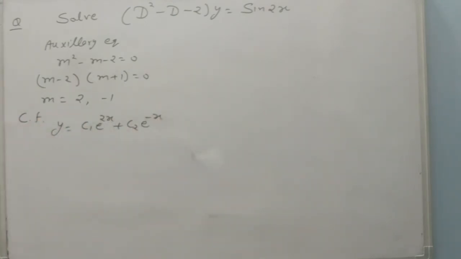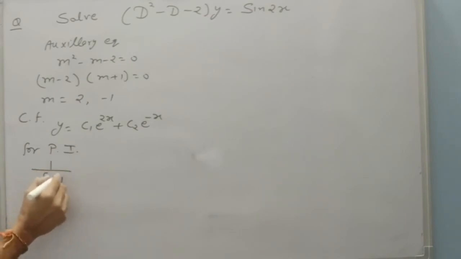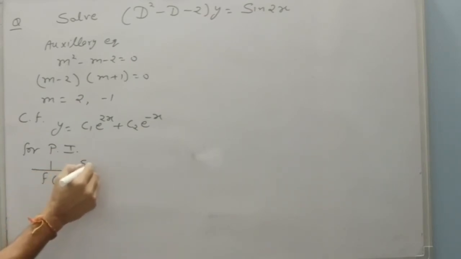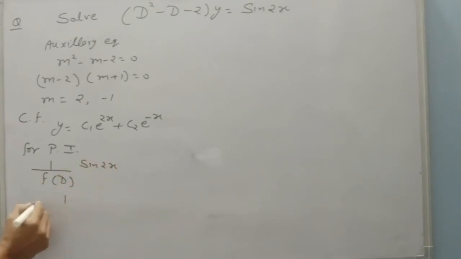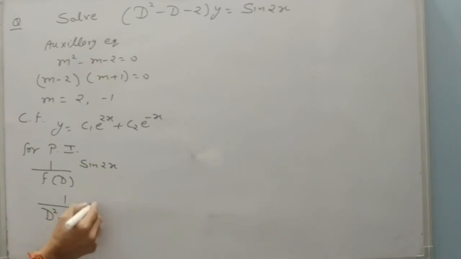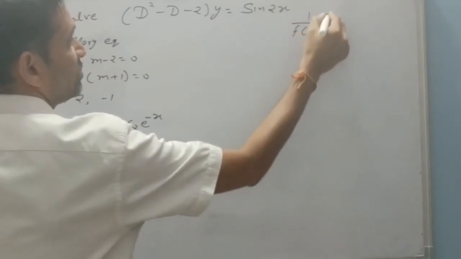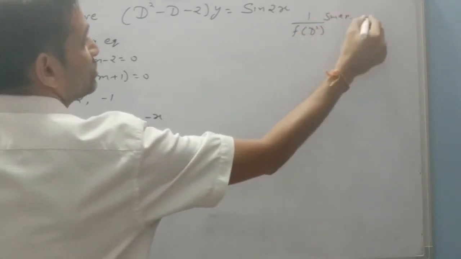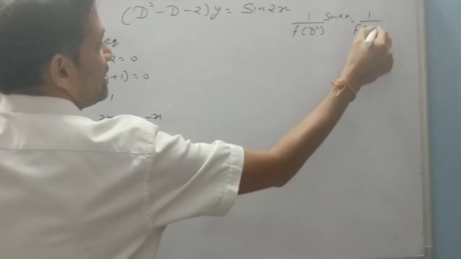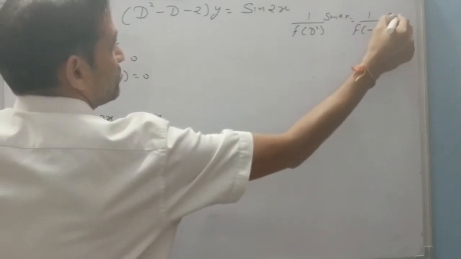Now for the particular integral, the function will become 1 upon f of D, sine of 2x, or it is 1 upon D square minus D minus 2, sine of 2x. As I told you, the formula for that is 1 upon D square of sine ax is equal to 1 upon f of minus a square, sine of ax.